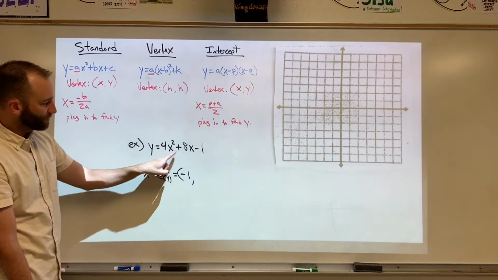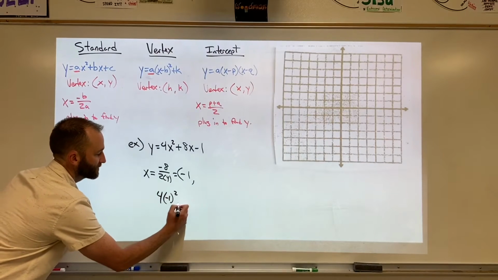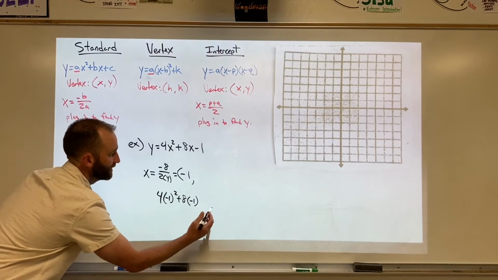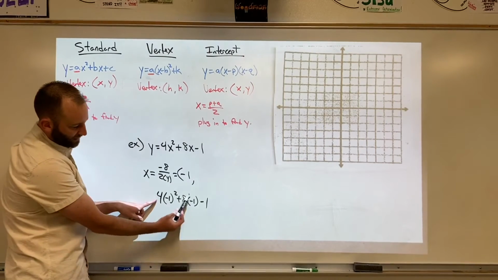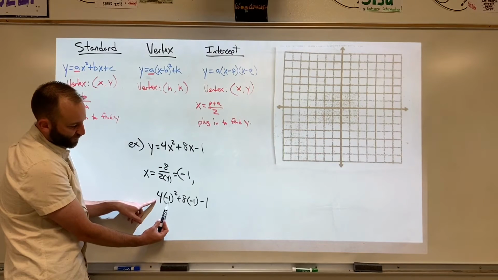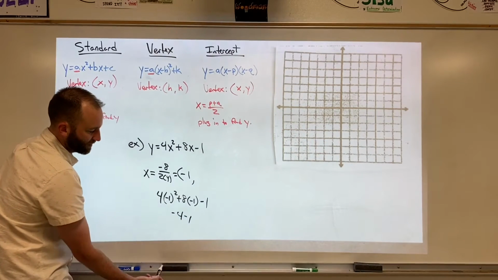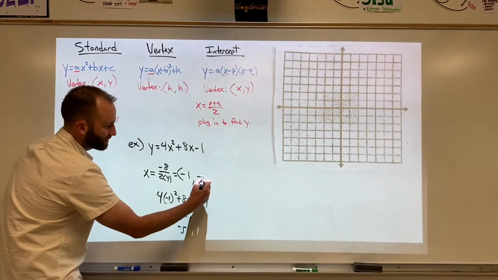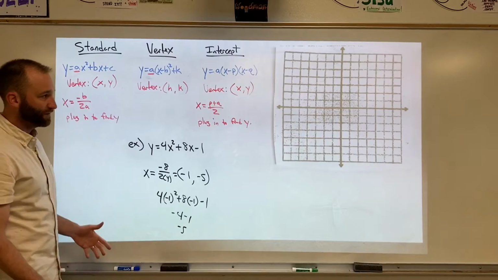Let's take this number and plug it in to find y. So 4 times negative 1 squared. I'm using parentheses, protecting with parentheses there. This is going to give me, let's see, this is positive 4. This is negative 8. So we get negative 4 minus 1, which gives me negative 5. That's the y-coordinate. Let's go ahead and graph the vertex first.